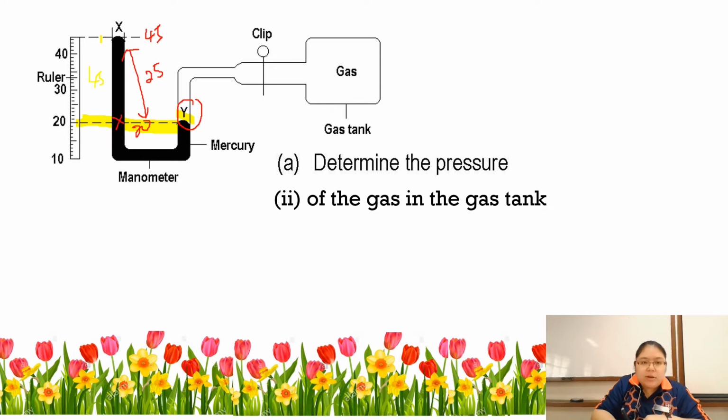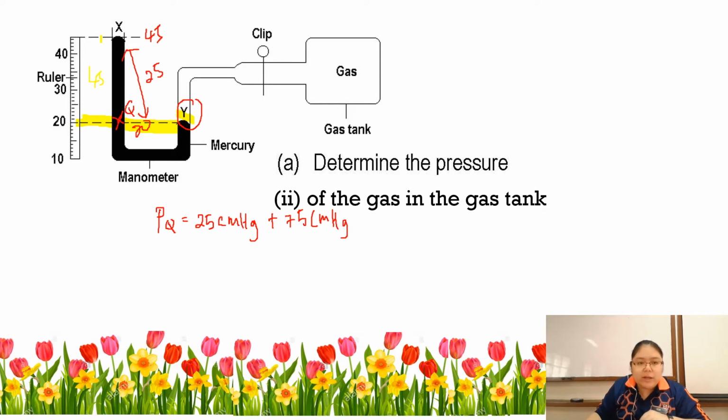So now I label this one as Q. So what is the pressure at Q? The pressure at Q is 25 cm mercury. Don't forget you have one more at the top. The top is the atmospheric pressure, so I need to add atmospheric pressure. There's a 75, is it? Just now from the question, 75 cm mercury. So this one is the total pressure at Q.